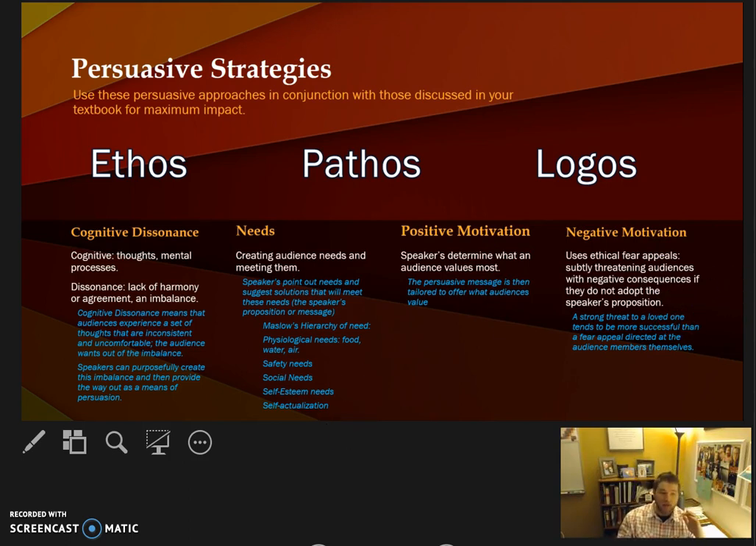Now, is it possible that negative motivation and cognitive dissonance go together? Yes, absolutely. Is it possible that you're doing some negative motivation and positive motivation together? Sure. Is it possible that you're just using one? Sure. Sometimes these marry very well together. Sometimes they don't. It depends on the topic. It depends on the target audience. It depends on the speaker. So take all of this into consideration as you are moving yourself forward in our discussions this week.